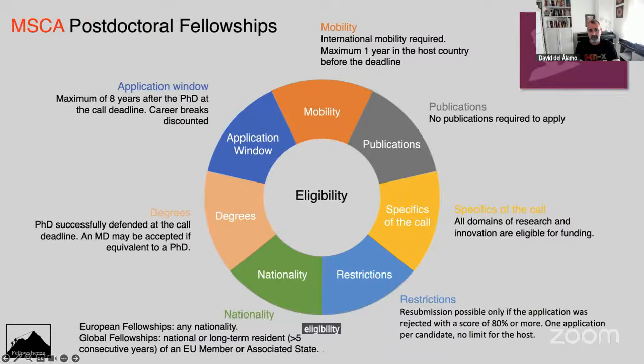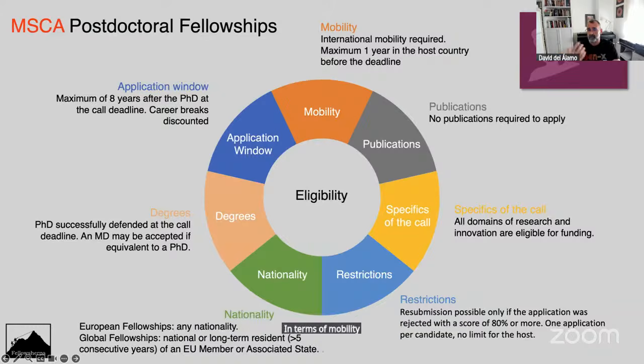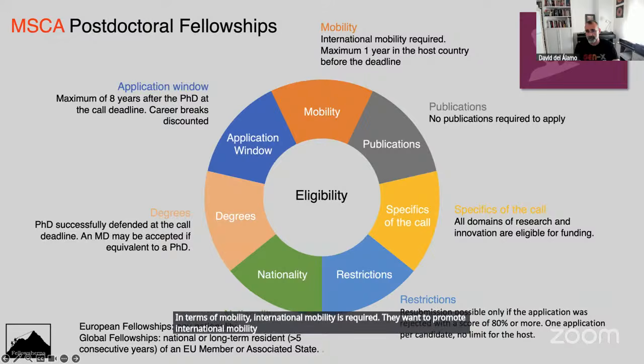And this is, for example, the example with Marie Curie. Marie Curie has an application window of 8 years after the PhD, so it's very wide. Even 8 years after you finish your PhD, you can still apply. In terms of mobility, international mobility is required. They want to promote international mobility. This is very typical of international fellowships. They have some restrictions, at maximum 1 year if you have already moved to the host country.